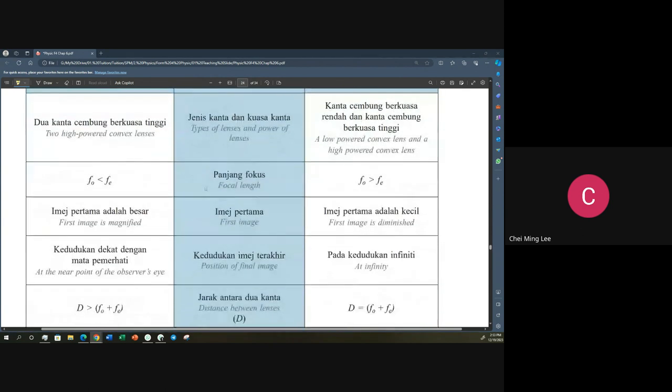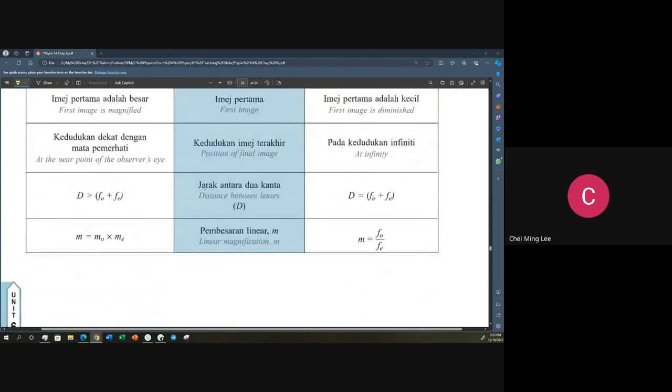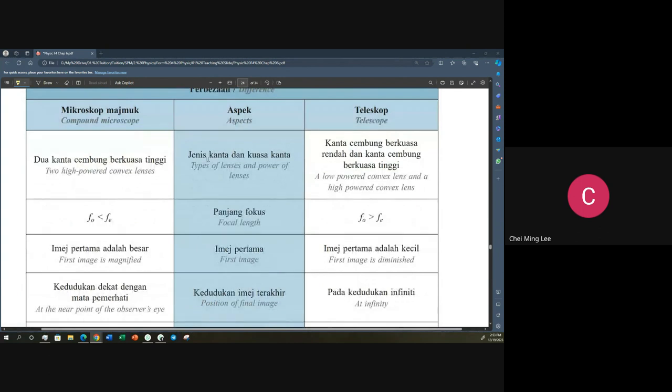Okay, then continue with this. Okay, this one, I think you better jot down all of them, because sometimes I will ask in your essay. And within these several years, I think two times, it already came out.